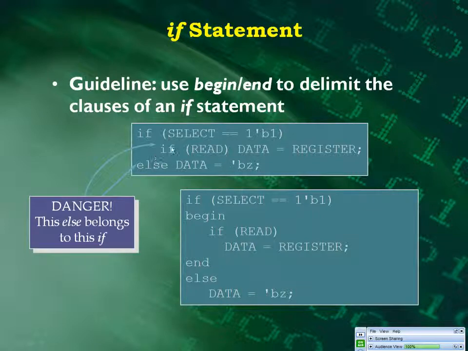Now in this case, this else belongs to this if. So if select is not equal to 1, it's not going to use this else right here and set data to tri-state. Okay? Because this else belongs to this if, and this is the same as one statement for this if. So what you really want to do in this case, if select is equal to 0, is set data equal to tick BZ. This is the way you need to describe it.